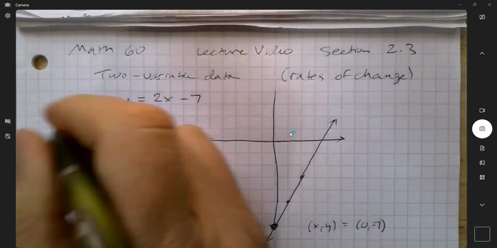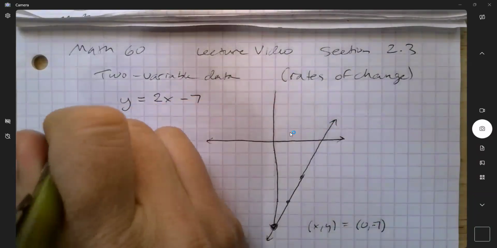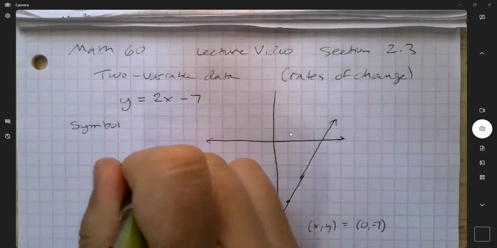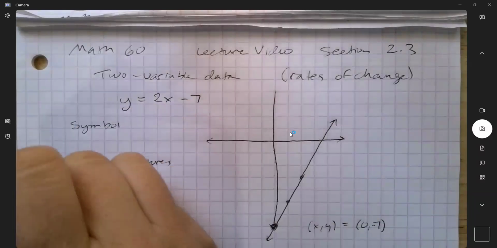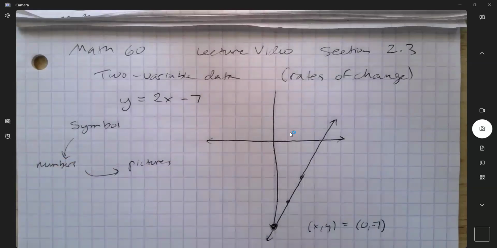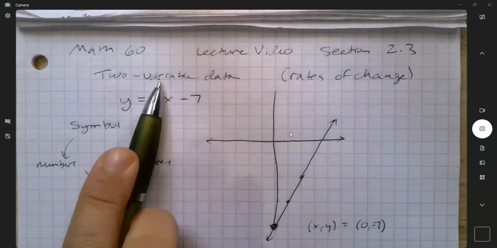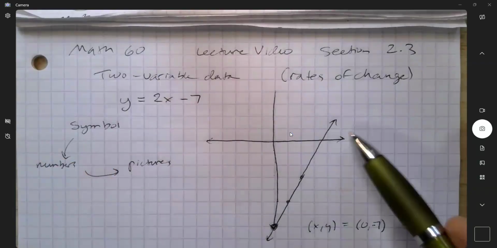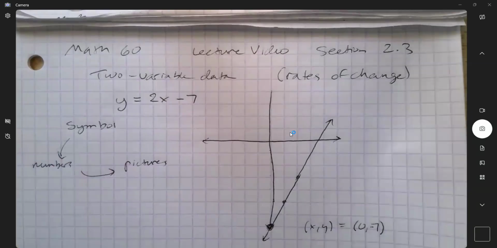So what we've done here is we've gone from the symbol to the pictures. I did use the numbers, I just didn't write them down. Right, I said if x is 0, y is -7. That was a numeric representation. And then I went to the graph.